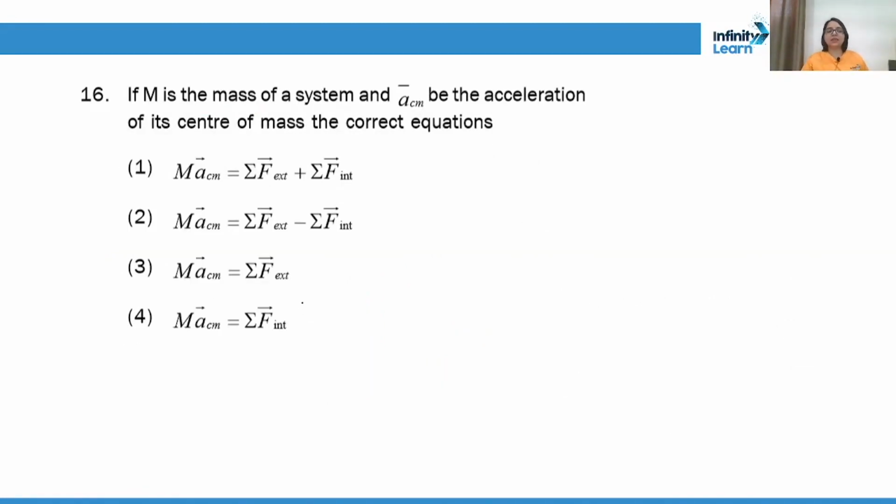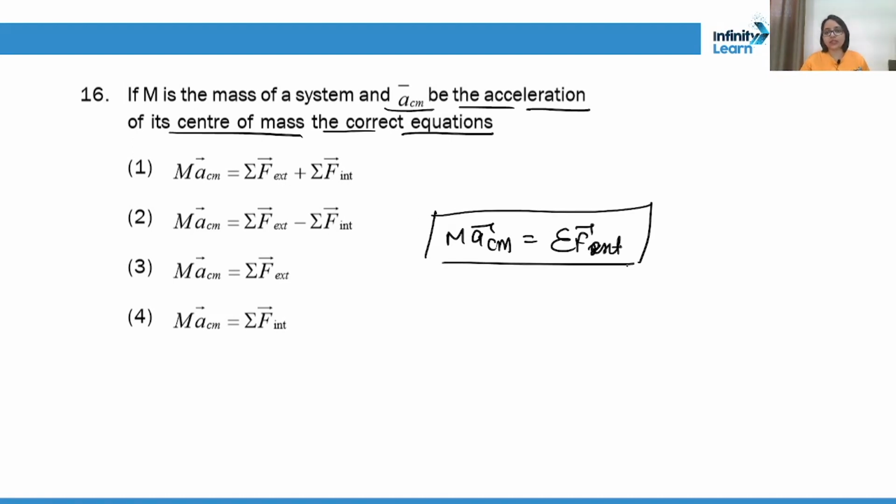Question number 16. If M is the mass of the system and ACM vector is the acceleration of its center of mass, then the correct equation is. So M times ACM is equal to the net external force on the system. So the correct equation will be option 3.